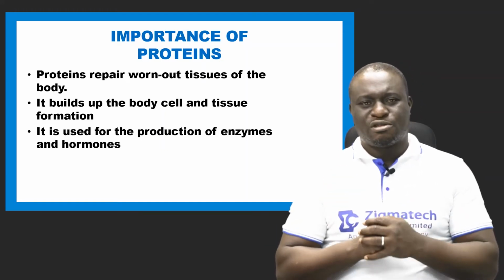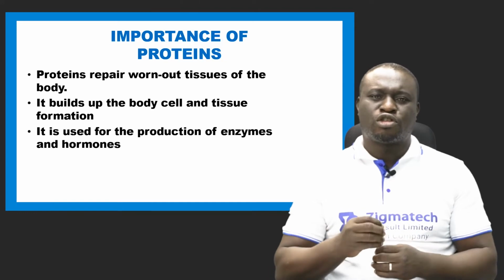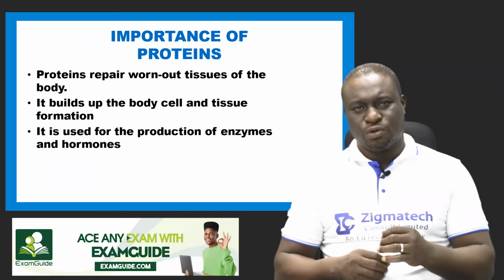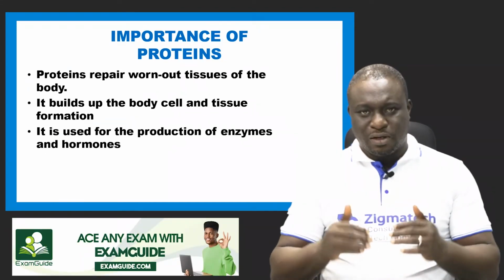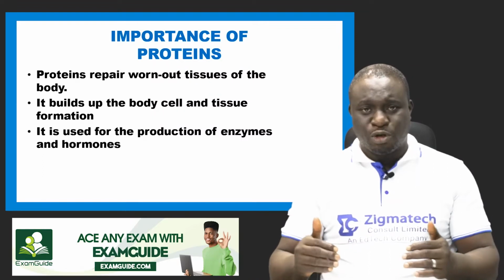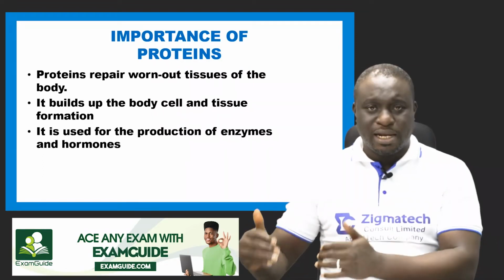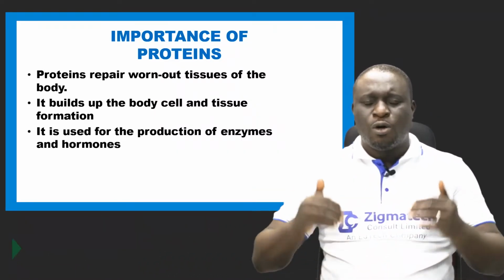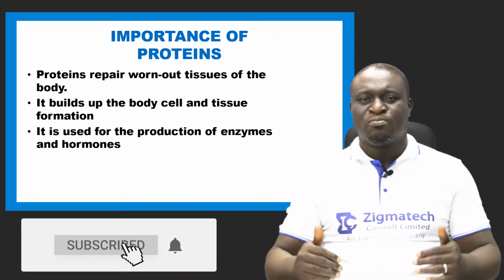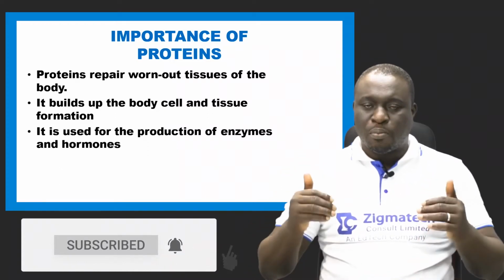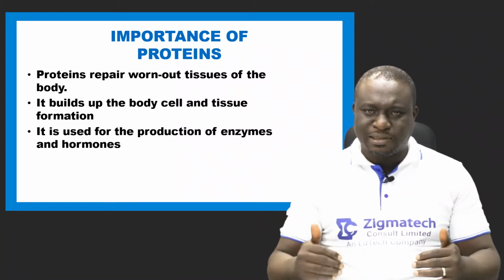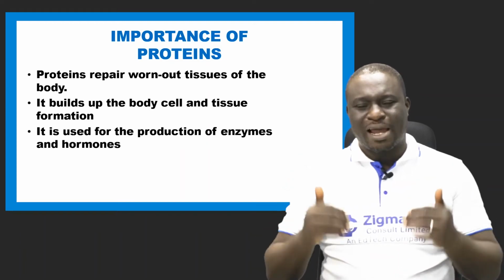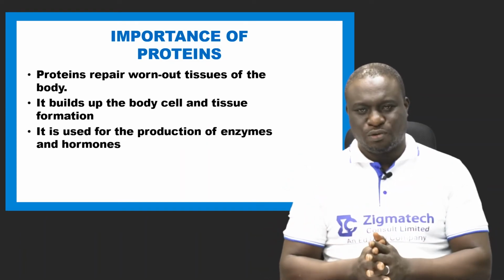And then finally, number three, it is used for the production of enzymes and hormones. In this same topic or in this same lesson, animal nutrition, we will be talking about enzymes. So you're going to see what enzymes are. But for now, note this and remember this, that proteins help in the synthesis or production of enzymes and hormones.